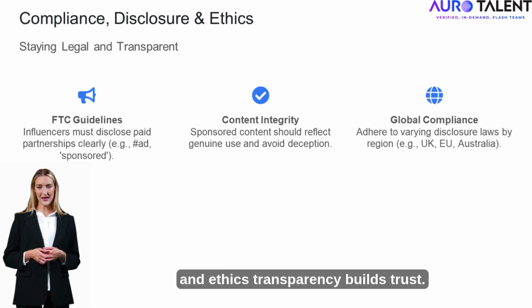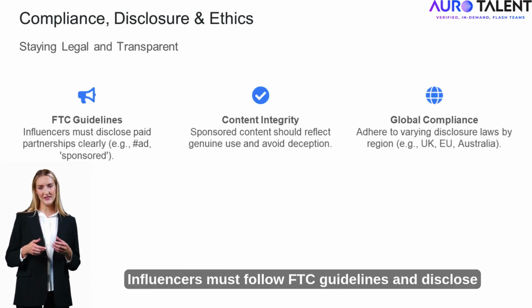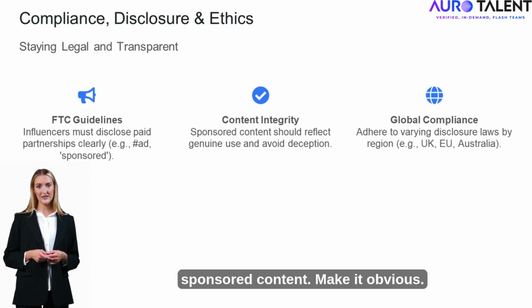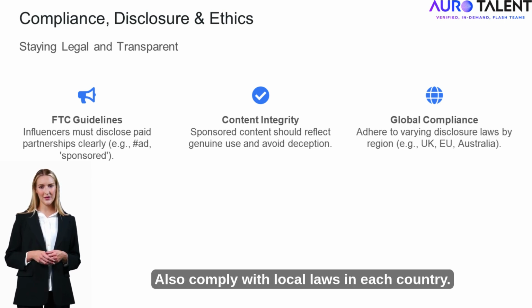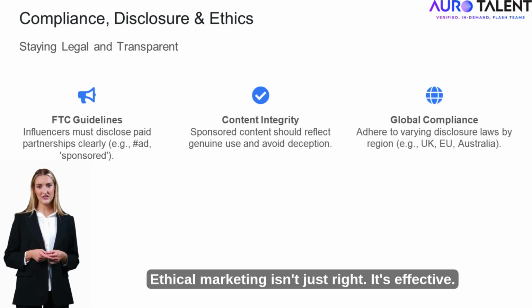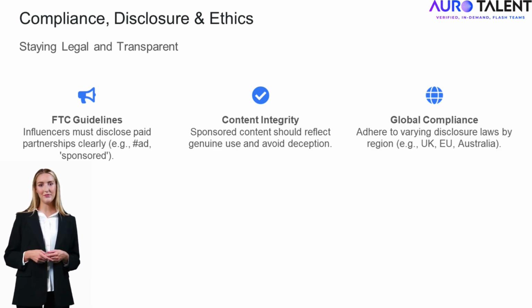Compliance, disclosure, and ethics. Transparency builds trust. Influencers must follow FTC guidelines and disclose sponsored content. Make it obvious, not hidden in comments or stories. Also comply with local laws in each country. Ethical marketing isn't just right, it's effective.